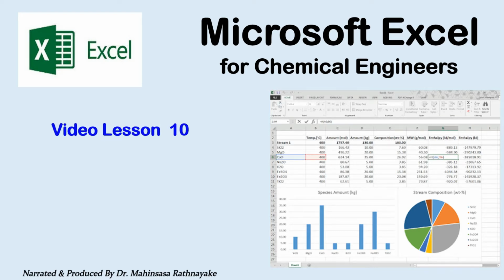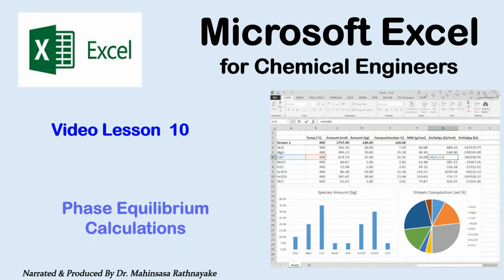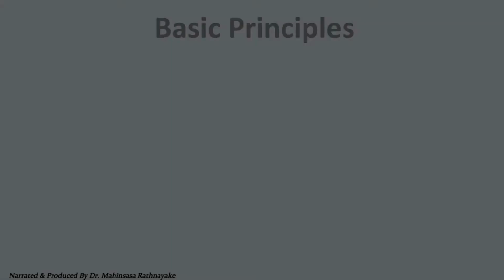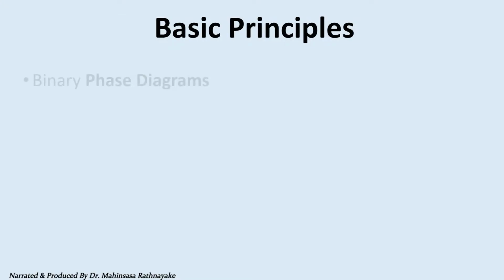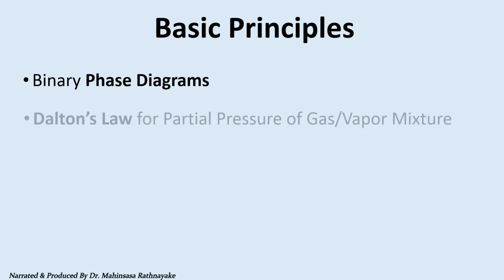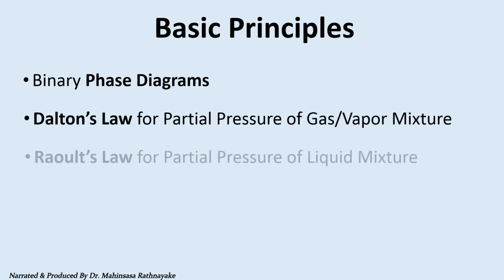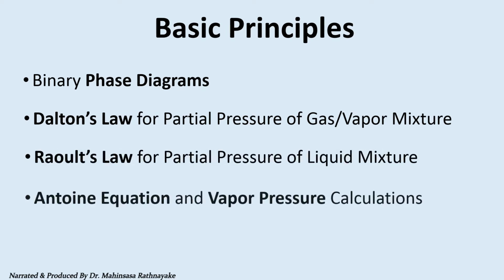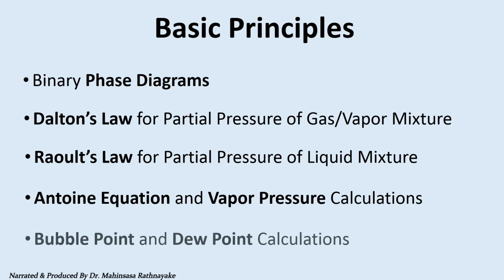This is our 10th video lesson. This video lesson teaches how to use Microsoft Excel software for phase equilibrium calculations in chemical engineering. In this lesson, we first refresh our knowledge on binary phase diagrams, Dalton's law and Raoult's law for phase equilibrium, Antoine equation and vapor pressure calculations, and finally the calculation of bubble point and dew point using Microsoft Excel software.